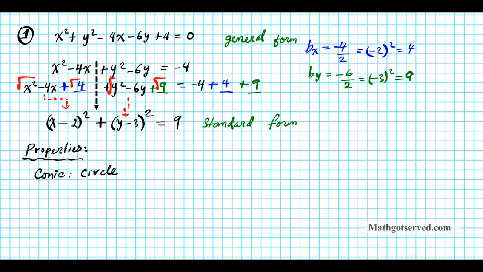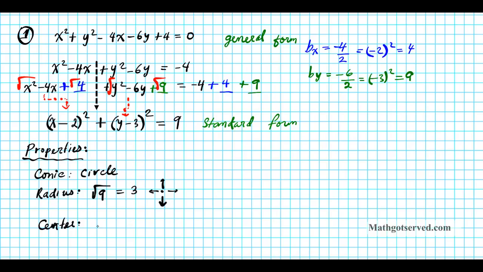And the properties you need for a circle, they're not that much. You just need the radius. Okay, so the radius is simply the square root of this number right here, 9, which is equal to 3. And this means that you're going to go 3 units in all directions. 3 units left, right, up, and down. Okay, and then the next property you need is the center.